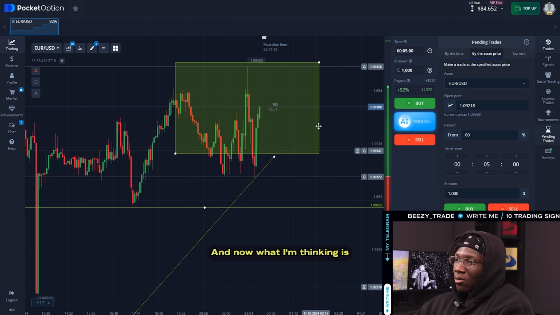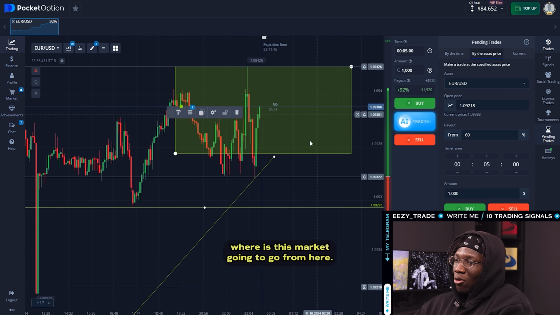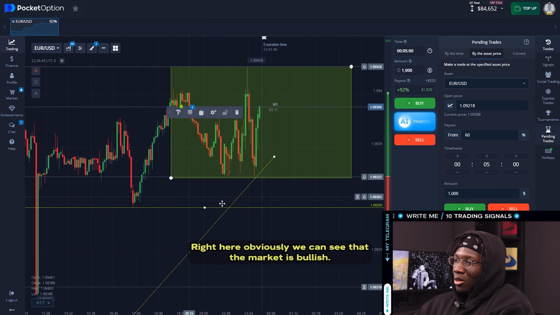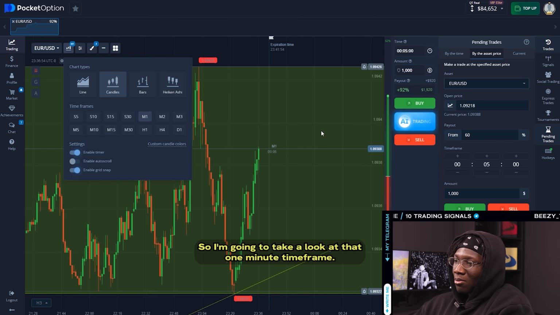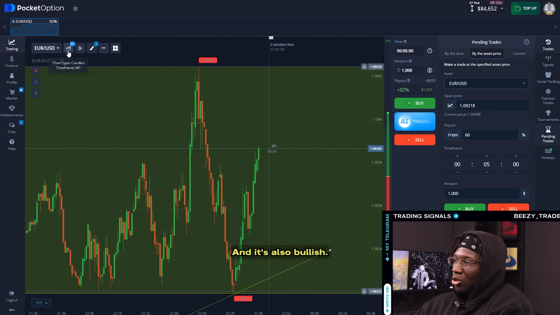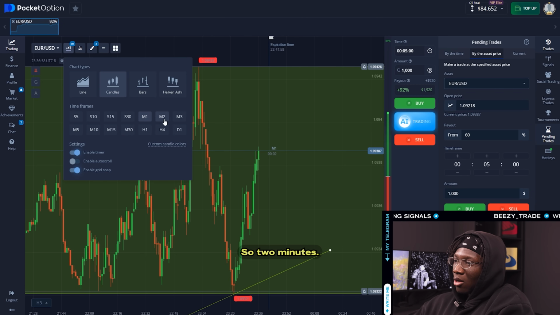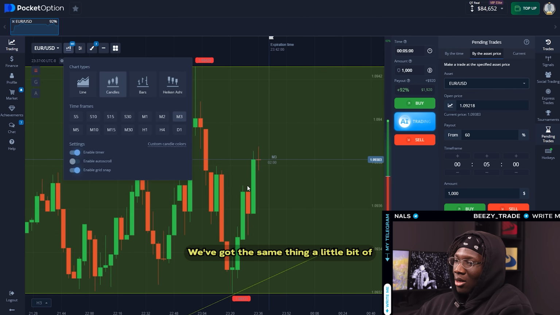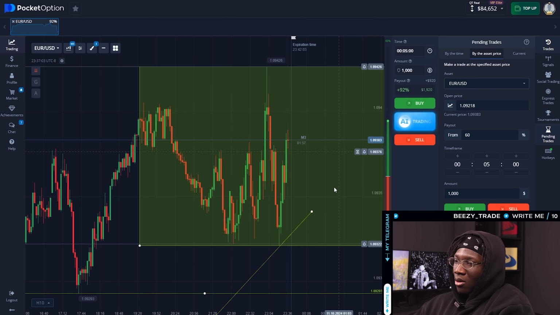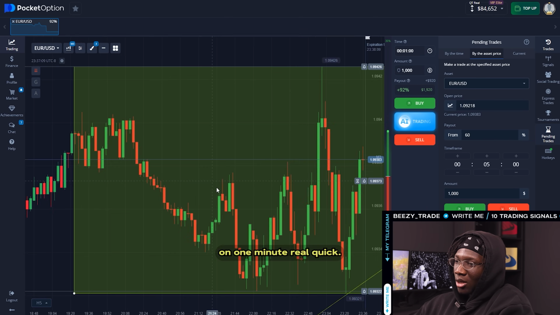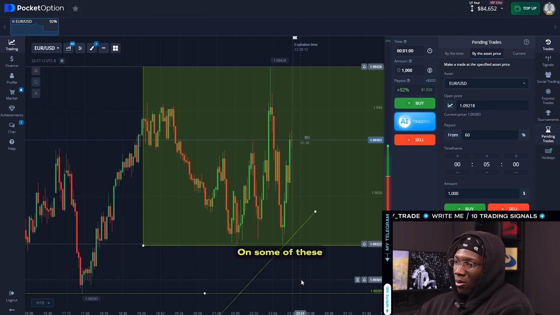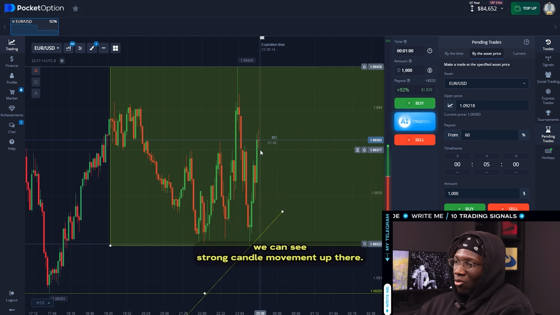And now what I'm thinking is, where is this market going to go from here? Right here, obviously we can see that the market is bullish. So I'm going to take a look at that 1 minute time frame, and it's also bullish. On the 2 minutes, we've got the same thing, a little bit off, but I think if we can scalp on 1 minute real quick on some of these, we can see strong candle movement up there.